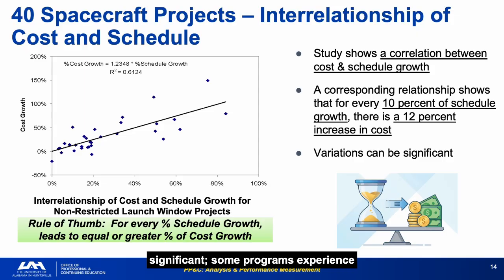Variations can be significant. Some programs experience less cost growth per unit of schedule slip, others experience more. But the central tendency is clear. When a program manager says the schedule will slip but cost will not grow, show them this chart. The data says otherwise.